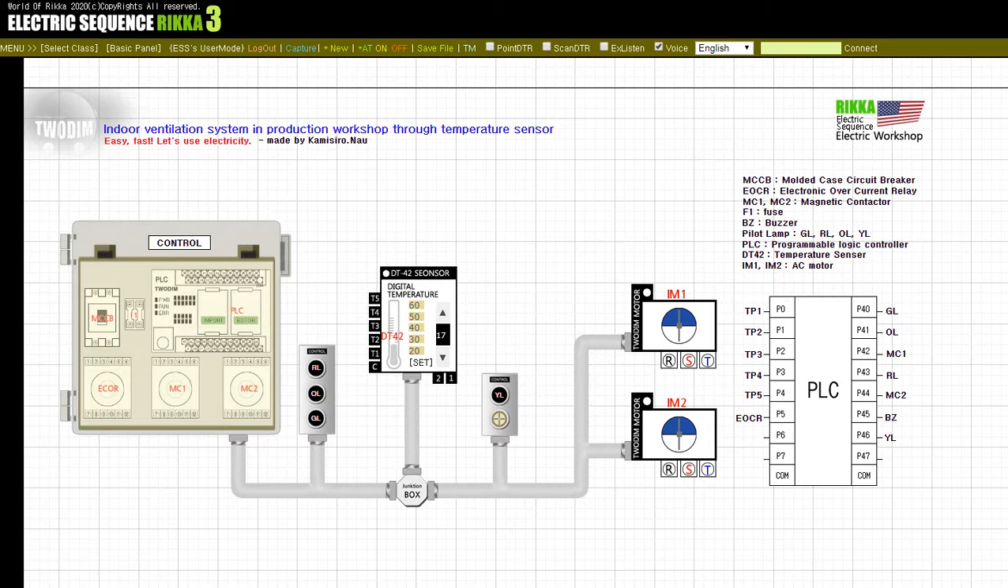Today's learning topic was to learn the moving parts that automatically ventilate the workplace by operating the motor according to the temperature. We can easily check the temperature information input through the sensor through the PLC. Let's see what these temperature or other sensors are.